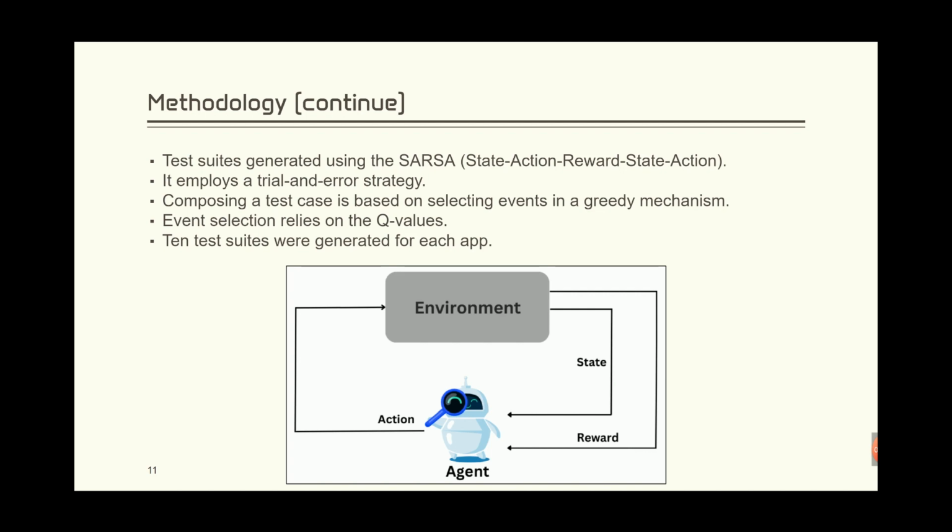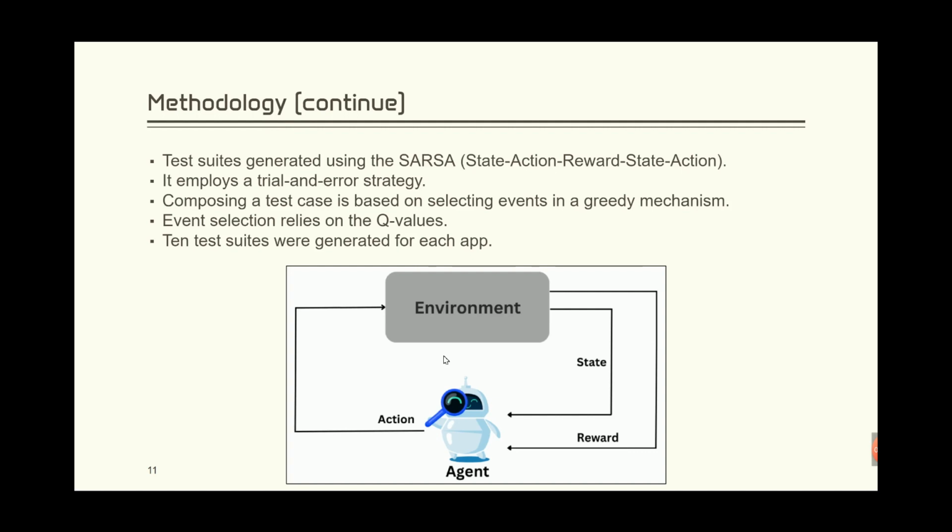Test cases of the 5 Android applications in this study have been generated based on the reward estimation and learning mechanism of the SARSA algorithm: state, action, reward, state, action. SARSA is a model-free reinforcement learning algorithm that applies a trial and error approach to dynamically learn from the environment, which is the GUI of the Android application in our case, as shown in this figure.